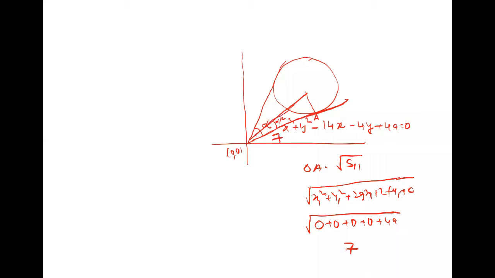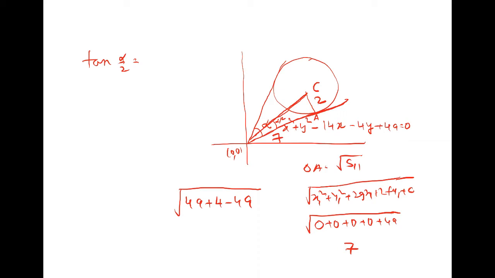What are the coordinates of the center? The radius is the square root of 7 squared, which is 49, plus 4 minus 49. The radius is equal to 2. Okay, this is 7 and this is 2. What is tan alpha by 2?